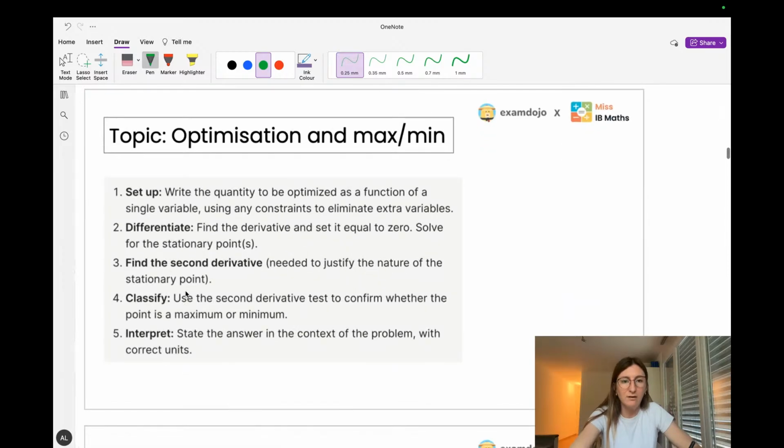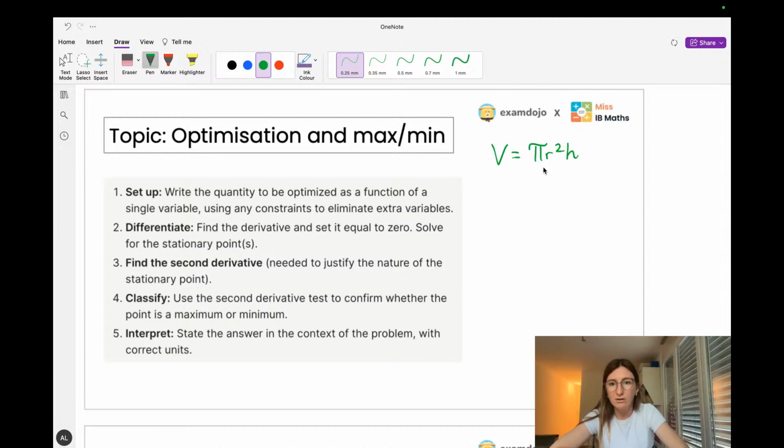And they follow a very template method. So the first thing that you need to do is set up your quantities. So you're usually going to get something like a volume. So imagine you have the volume of a cylinder, pi r squared height. So we have our function. This is the quantity that we're trying to find.